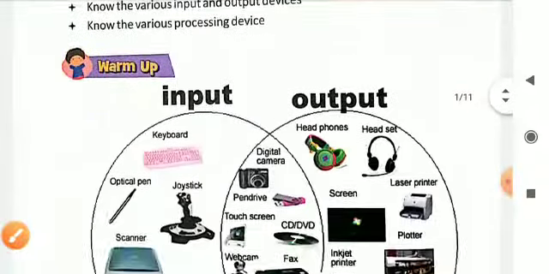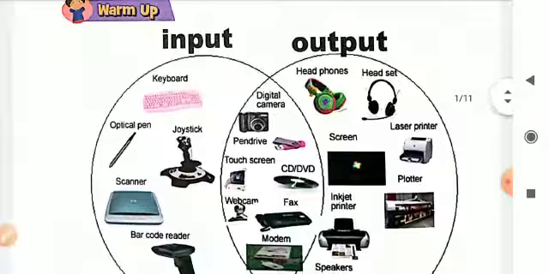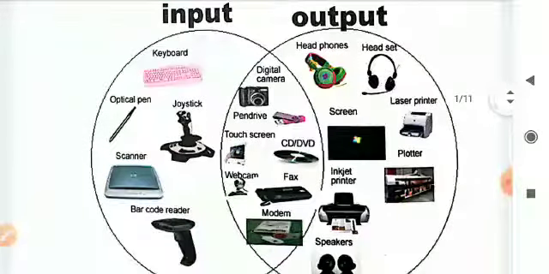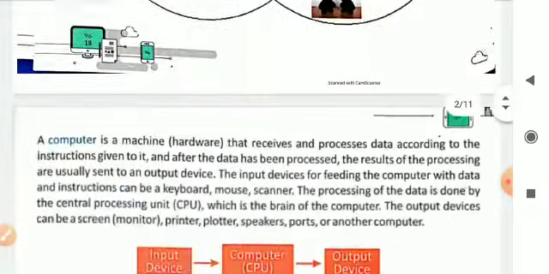Now in the warm up, here are some input and output devices. In this picture you can see clearly, children. The input devices include keyboard, optical pen, joystick, scanner, barcode reader, etc. Like this, the output devices include headphones, headset, screen, inkjet printer, plotter, speakers, etc. Now we are coming to the next page.